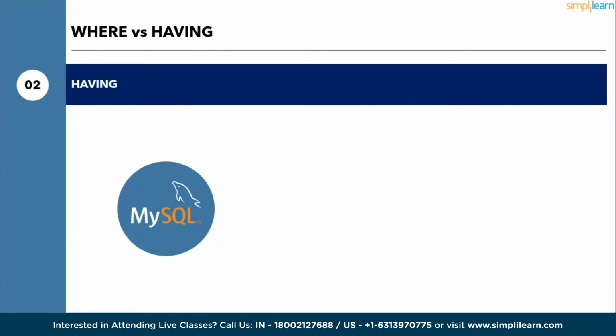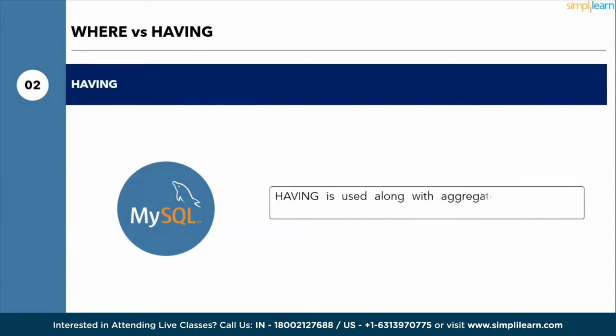Similarly, having is also a filter which is used along with aggregate functions and category level filtering of datasets, just as we discussed before. But to make things clear, let's check out a demo and that might help you out a little better. So let's get back to MySQL Workbench.